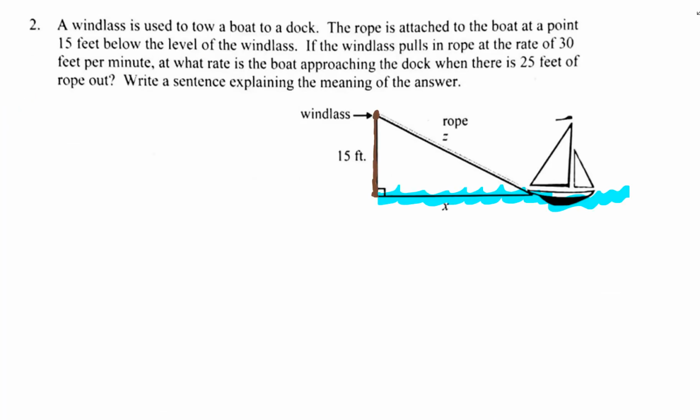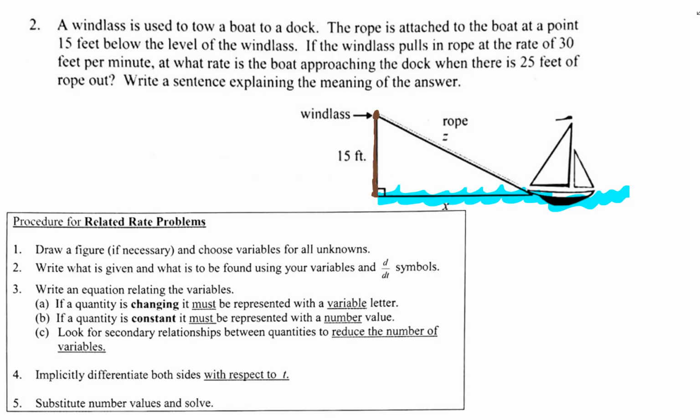A windlass is used to tow a boat to a dock. The rope is attached to the boat at a point 15 feet below the level of the windlass. At what rate is the boat approaching the dock when there is 25 feet of rope out? Write a sentence explaining the meaning of your answer. There's already a diagram, so I want to write down what we know and what we need to know in terms of the variables.